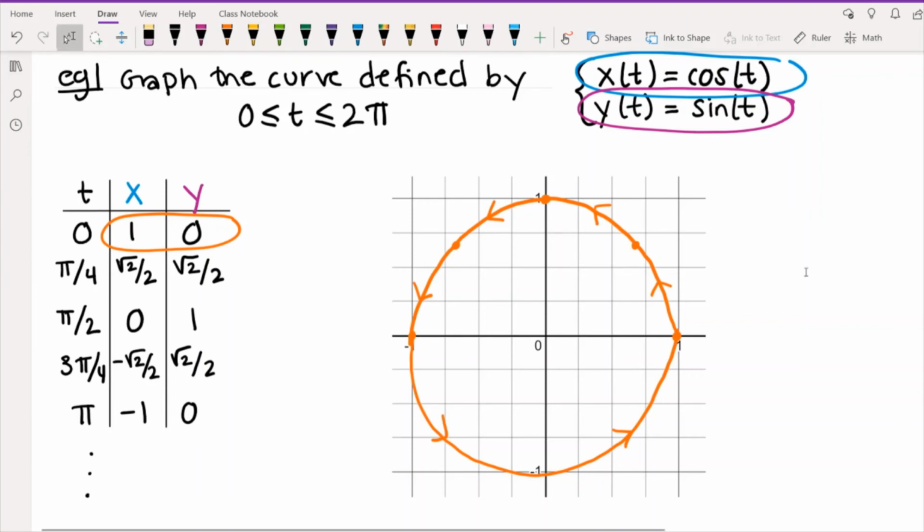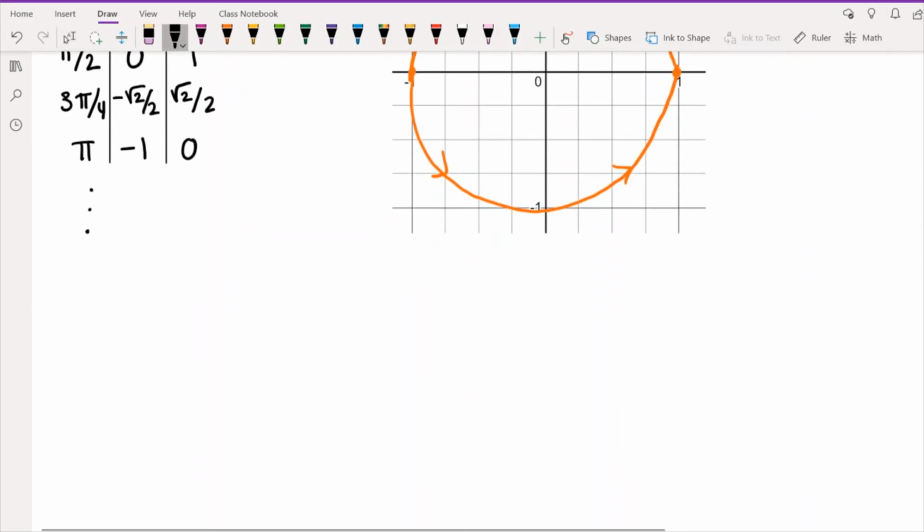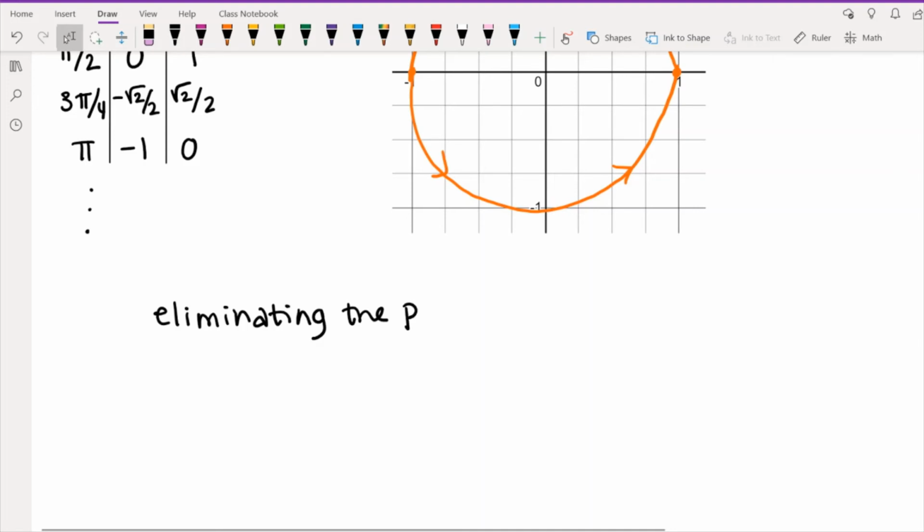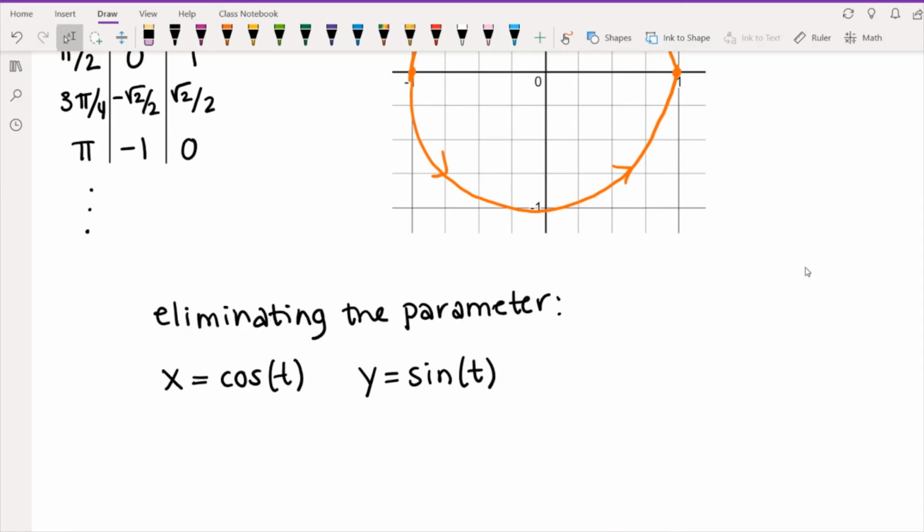So another way to see that this is a circle, and specifically the unit circle, is by eliminating the parameter. The process for eliminating the parameter here is going to be a little bit different. We're not going to solve one of the equations for t. We're going to do something a little bit more clever. So how could we eliminate the parameter here? Well, for our two equations, I'll just write them in this form: x is equal to cosine of t, and y is equal to sine of t.